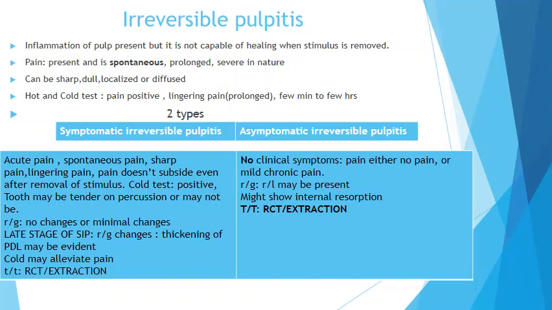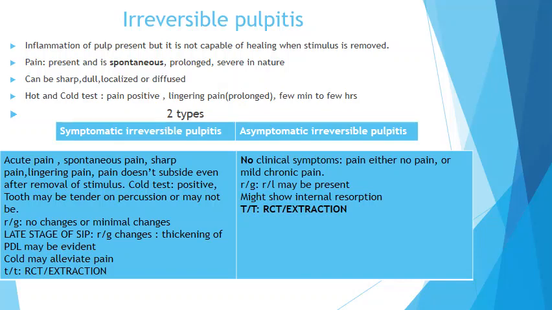When you do the percussion test, the tooth may be tender, may not be tender, because on percussion, generally you see the periodontal conditions. When you look at the radiograph, there will be no changes or minimal changes. Because when you encounter the late stage of symptomatic irreversible pulpitis, you might see thickening of the periodontal ligament. There is no radiolucency as such, but you might encounter thickening of the periodontal ligament.